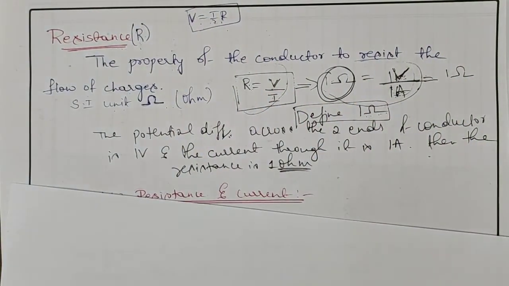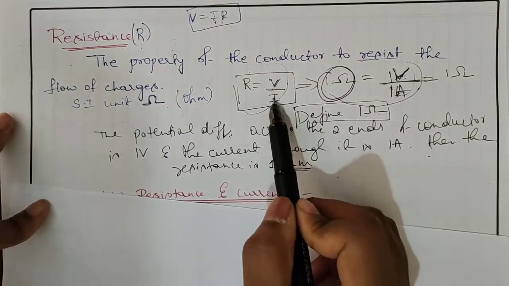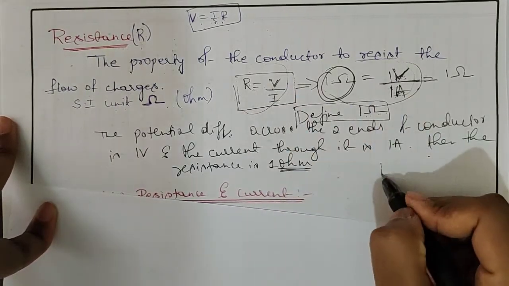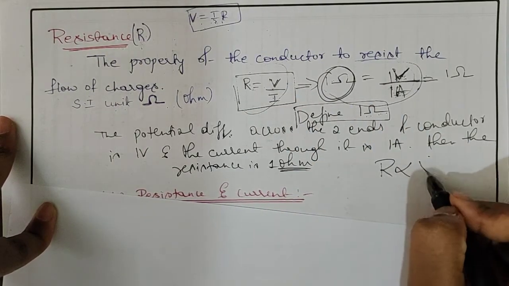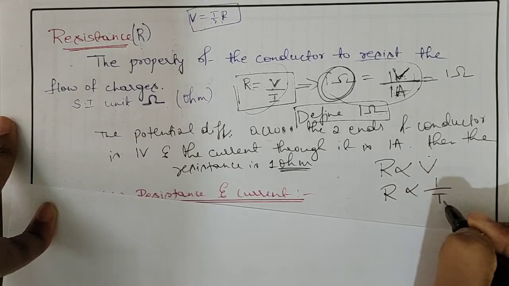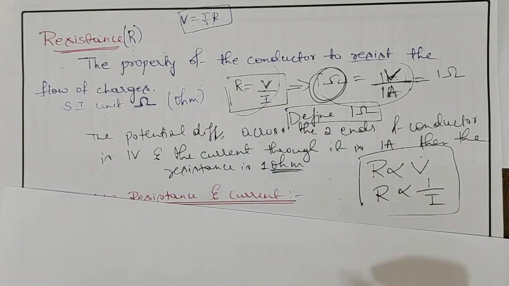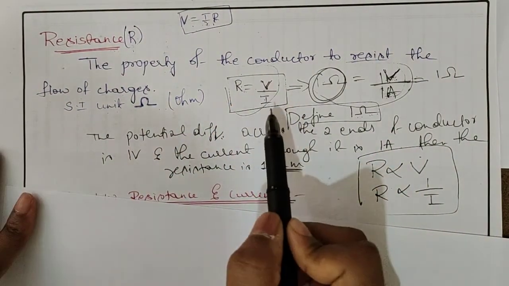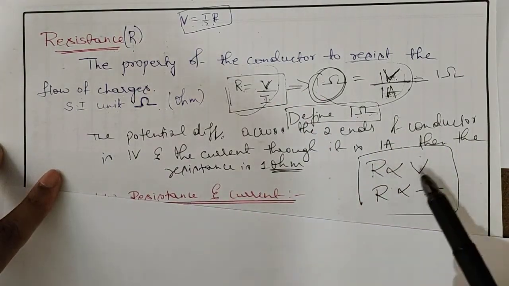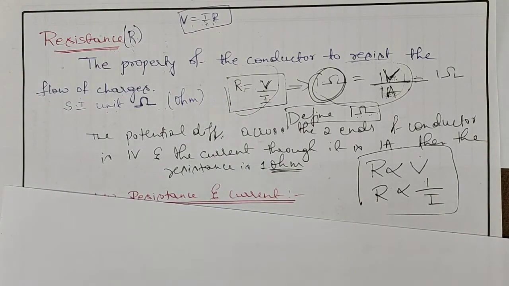Now once again, here you need to concentrate on this formula. What is this? R is equal to V by I. Can I call this equation as R is directly proportional to potential difference and R is inversely proportional to current, right? So the same formula I can write in two different forms with respect to the potential difference and the current. Now this is what you need to remember. Further we'll be learning with some other activities.